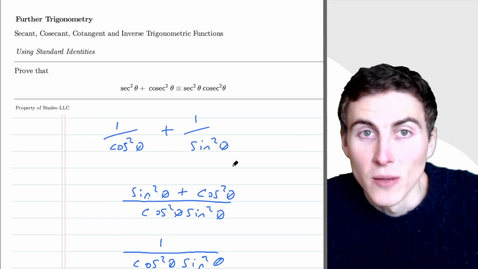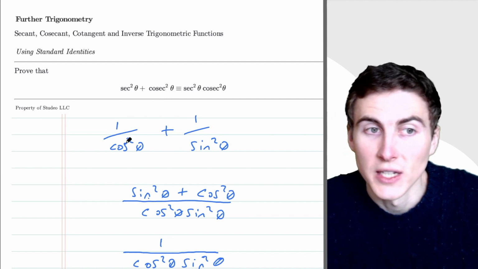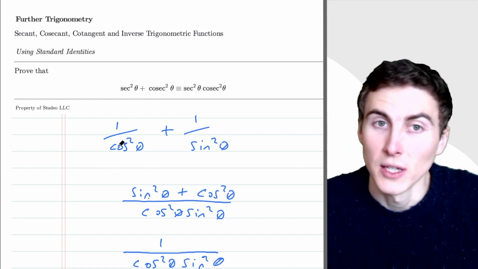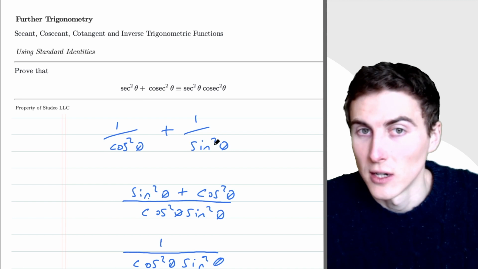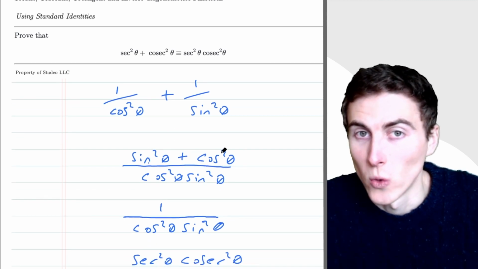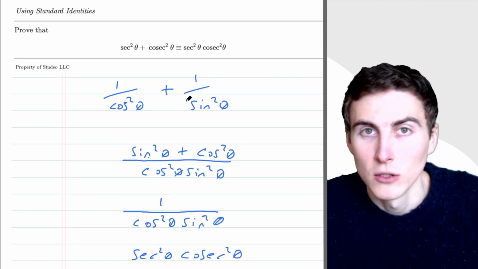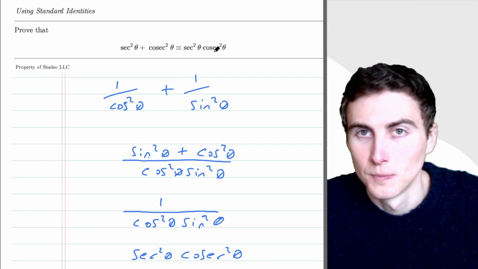So I'd say the main takeaway is look at what you have, convert it to something in terms of cosine and sine. Try and find an identity that you know, like the sine squared and cos squared one. And then once you've simplified it down loads, it should just give you this.